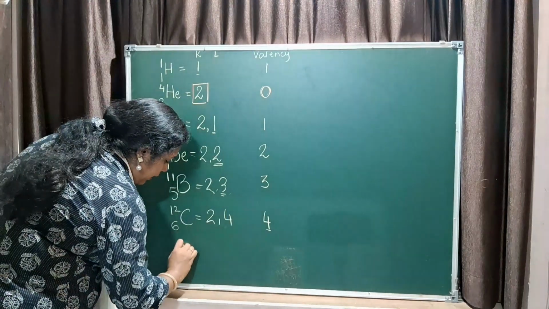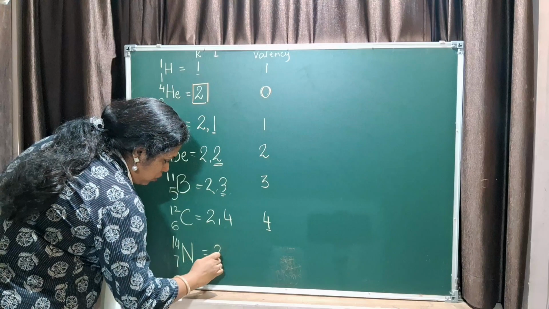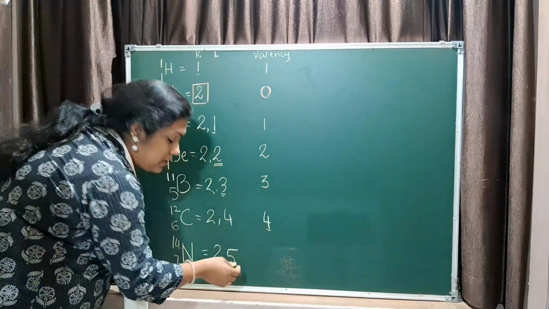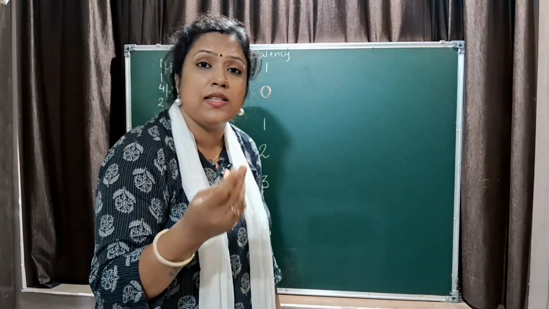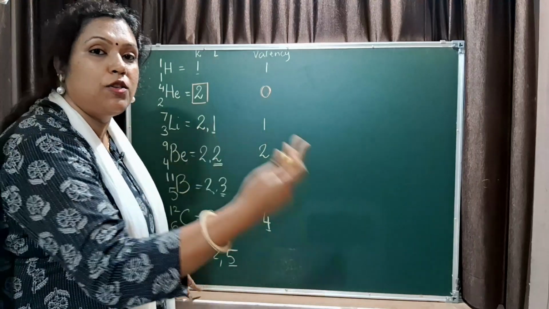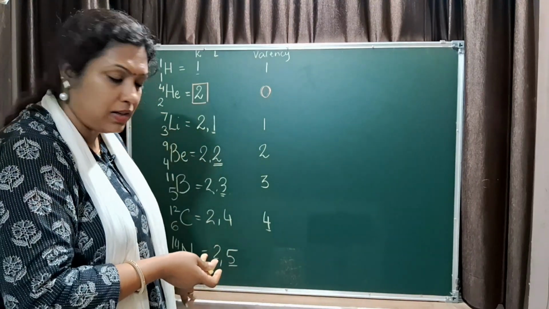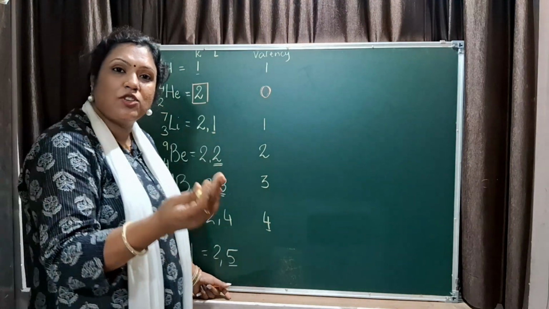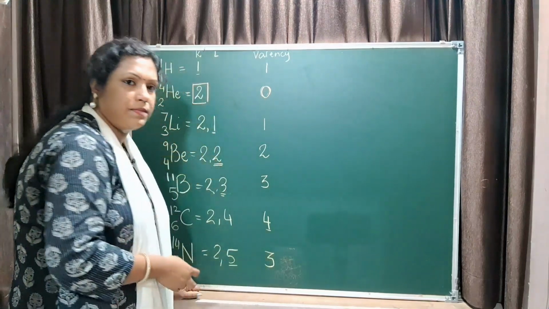Then you have got nitrogen, that is 7 and 14, that is 2, 5, right? Now 5 means it has got 5 electrons in the outermost orbit and it requires 3 more. Now you tell me whether losing out 5 is easy or gaining 3 is easy. Gaining 3 is easy. So nitrogen will prefer to gain 3 electrons. So how many electrons it is sharing? 3. So valency becomes 3.